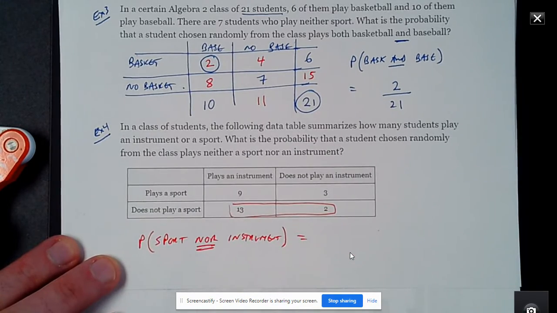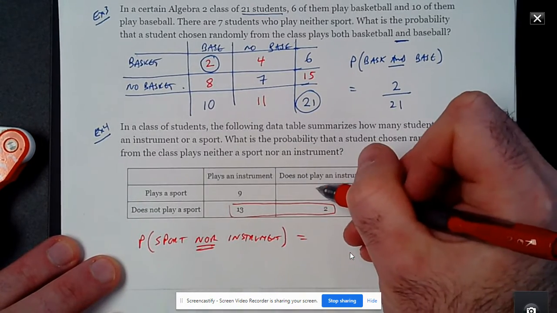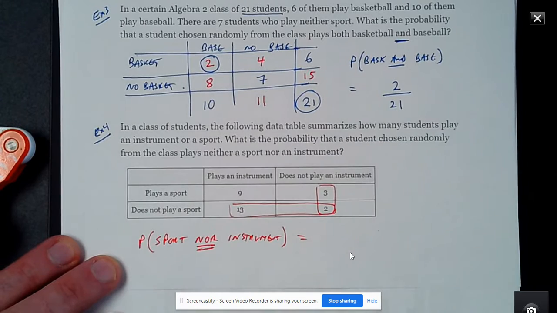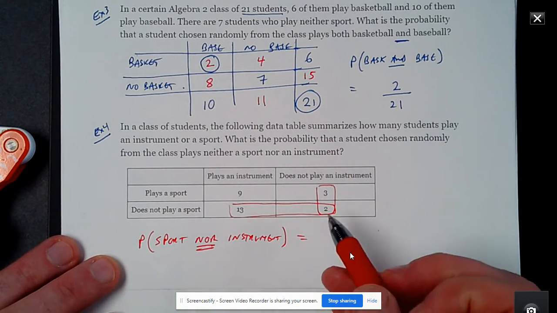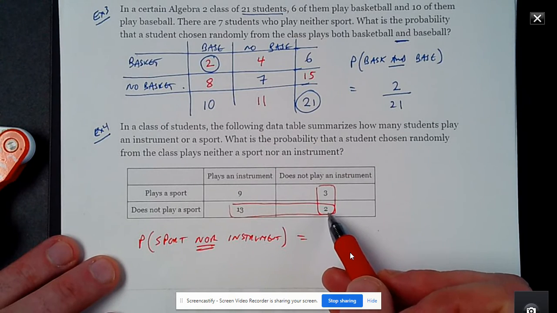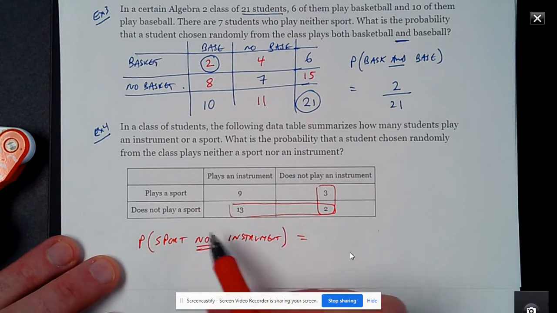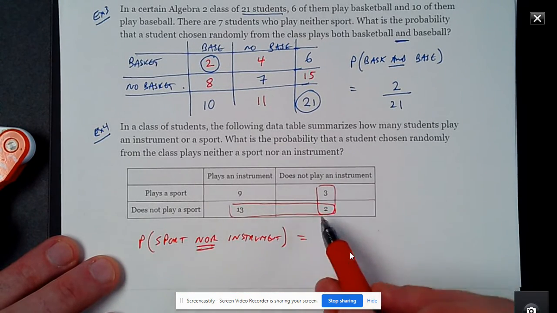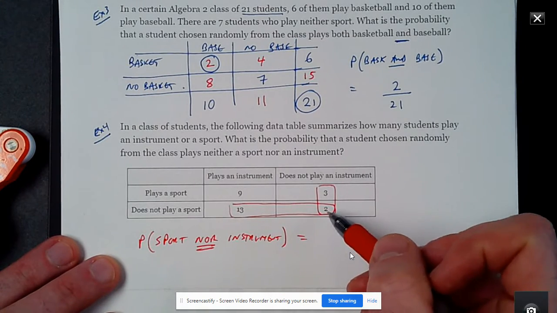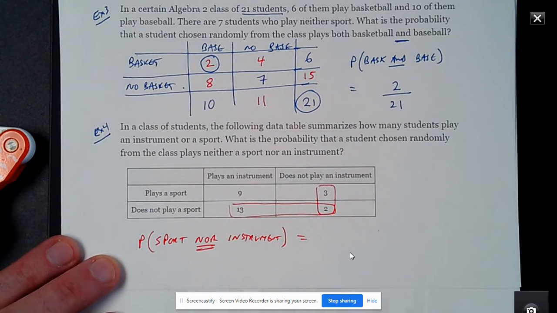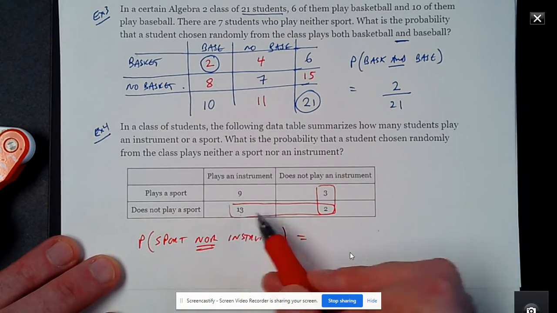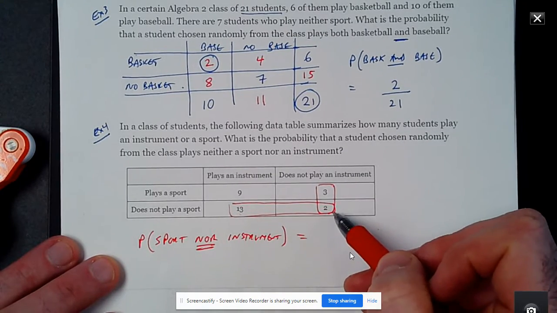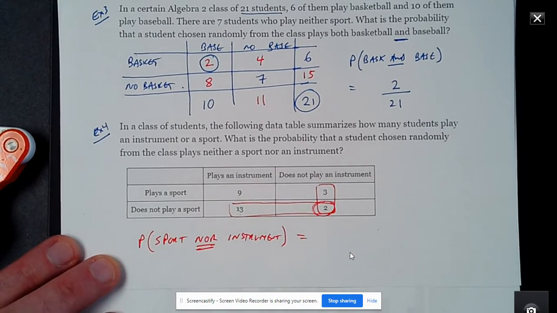So therefore we have to include all of these people. So these are the people that do not play a sport. And we also have to include all of these people here. Those are the people that don't play an instrument. Now the problem is we've got 2 people that fall into that category twice, that either don't play a sport and don't play an instrument. So we want to remember not to include them twice. So what I mean is you don't want to be doing 13 plus 2 plus 3 plus 2, because then you've included these 2 people more times than you need to.